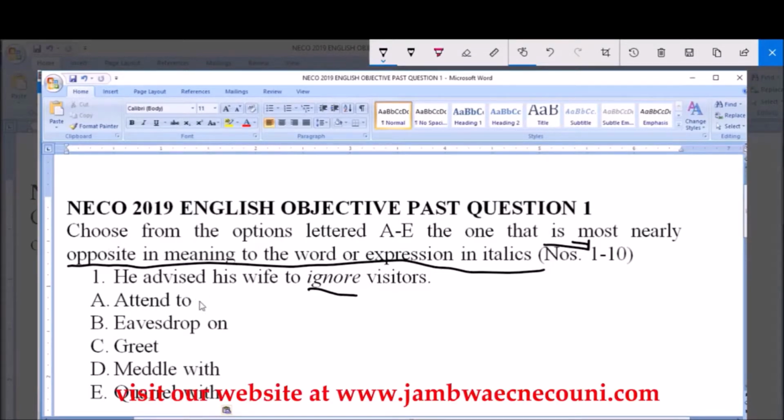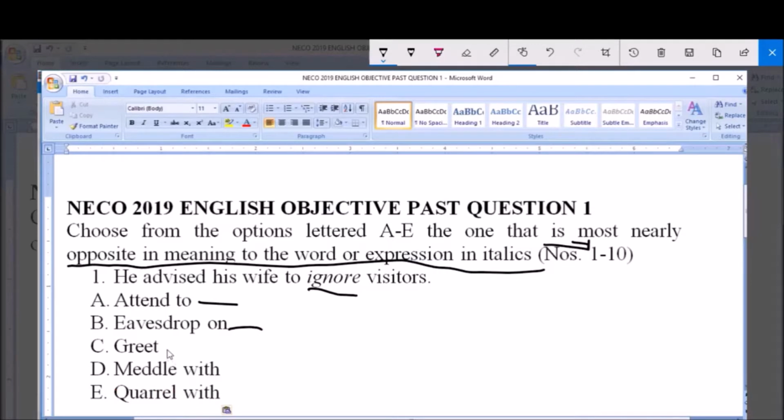Option A says attend to. B says eavesdrops on. C says greet. D says meddle with. E says quarrel with. Of course, when we talk of the opposite of ignore, quarrel with cannot be, and as a matter of fact, indirectly, quarrel is synonymous to ignore too. Yes, it's synonymous to trouble.